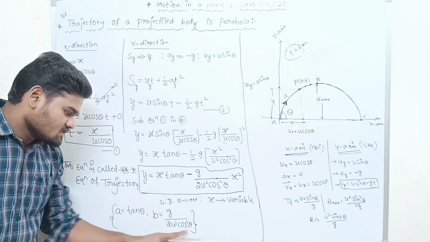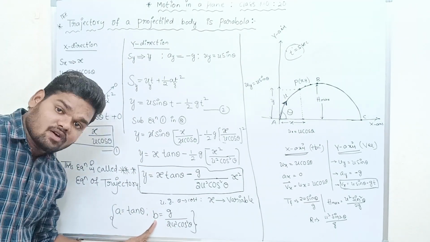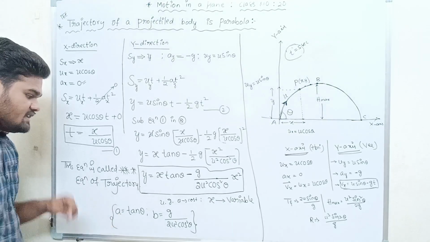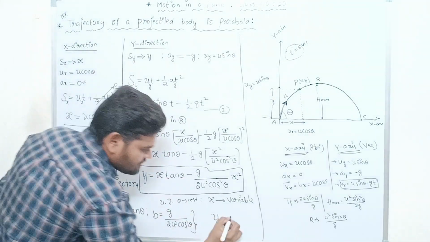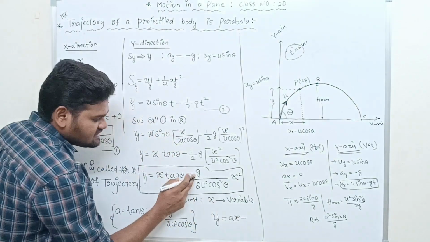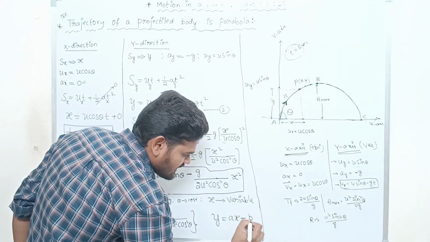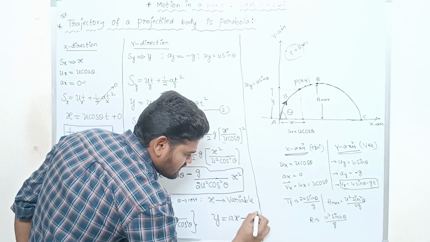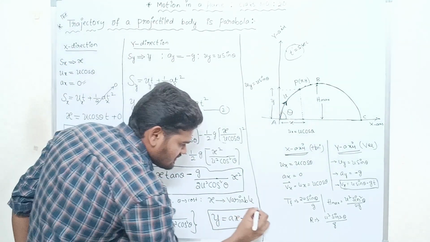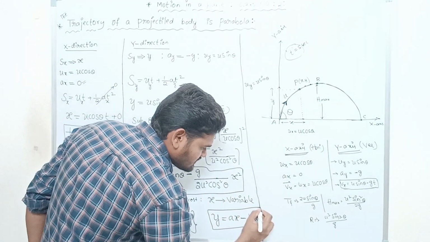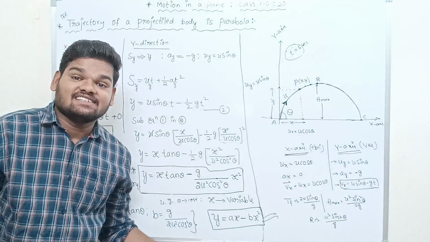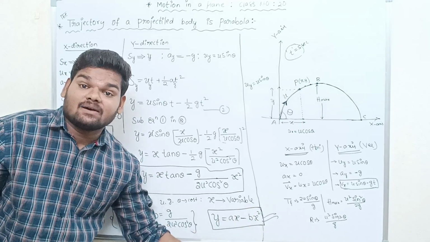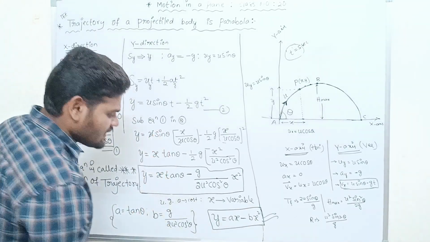G by 2u square cos square theta is equal to how much? It is a constant. Tan theta is equal to a. So finally you will get y is equal to tan theta. I have taken a into x minus g by 2u square cos square theta. I have taken b into x square. So we got y is equal to ax minus bx square. What is this? This is the equation of a parabola.